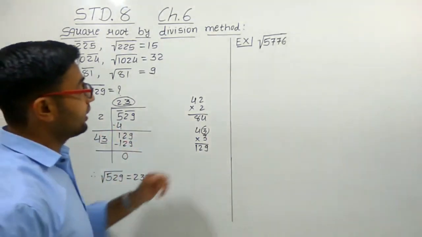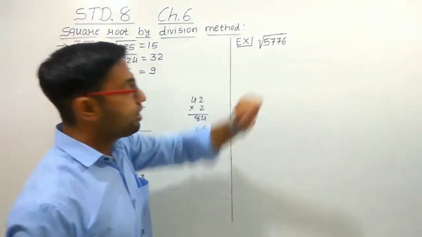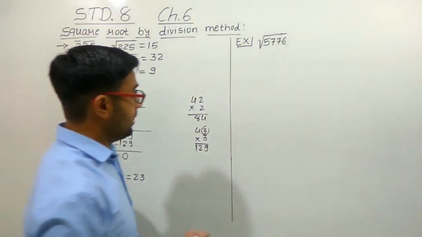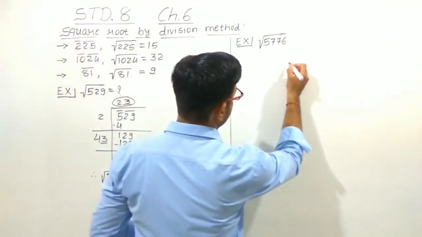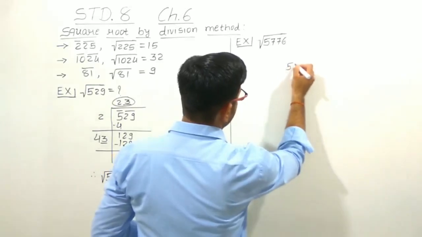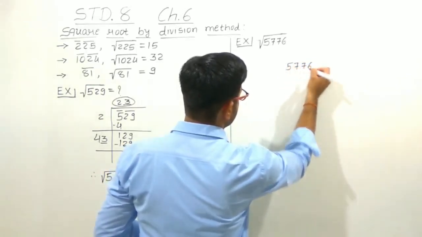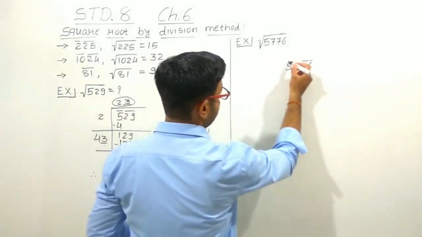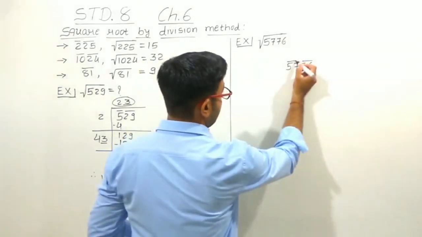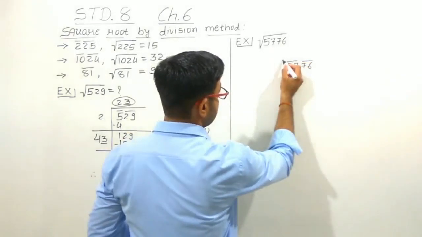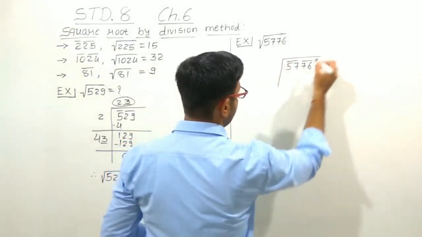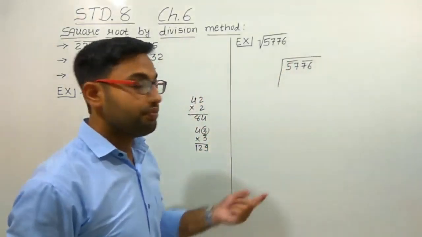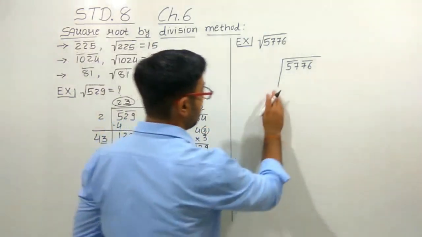Okay. Now let us take one more example to be more clear. Now here we have taken a 4-digit number, and we know that if there is a 4-digit number 5, 7, 7, 6, we can make a pair of the 2 digits 7, 6. Again we can make a pair of the 2 digits 5 and 7. So how many digits do we get in the square root of this number? 2, because the number of bars is also 2.